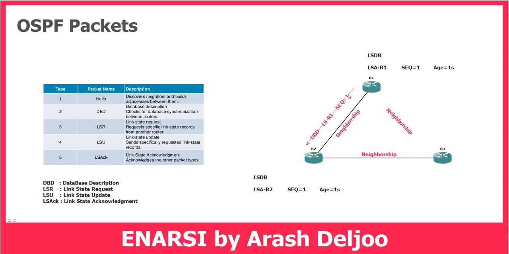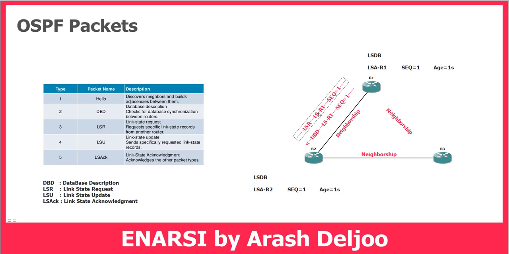Okay, because of that, after receiving the database description from R1, R2 should send one link state request. Means I need your link state advertisement. How? With the LSR. We are sending the LSR, or link state request, from R2. It contains our request: I want to receive the link state of router 1 with the sequence number of 1.